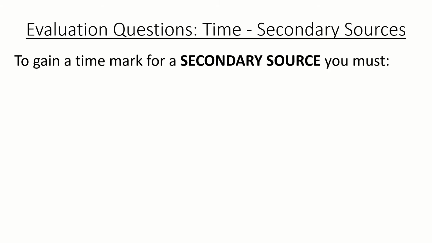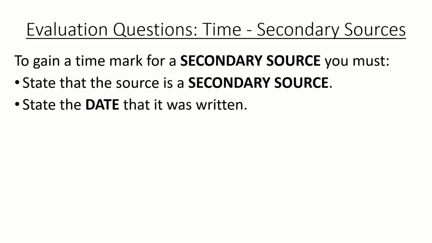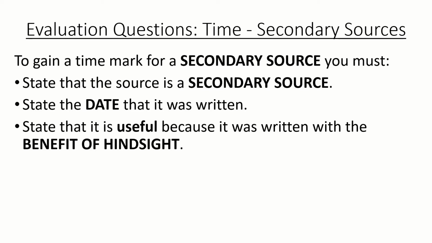So for a secondary source, you must, for a time mark, say that it's a secondary source, state the date that it was written, and say it was useful because it was written with the benefit of hindsight. Now, you just have to use that exact phrase, benefit of hindsight. That's the phrase that is in the marking instructions for these types of questions.